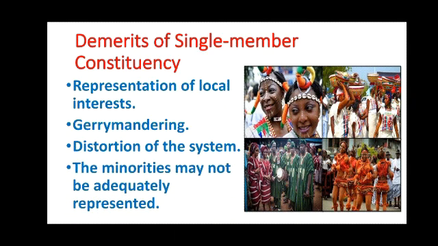Again, the minorities may not be adequately represented in the legislature. So the system may not adequately represent the minority in the legislature. Let's look at multi-member constituency. What is multi-member constituency and what is it all about?